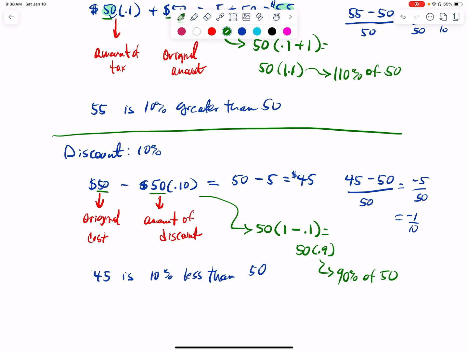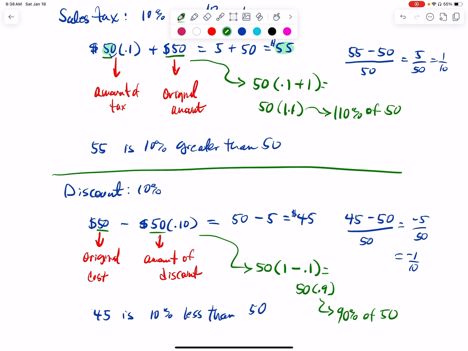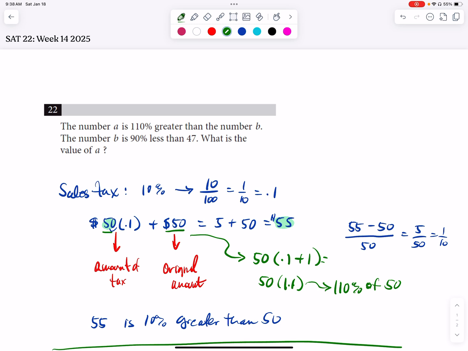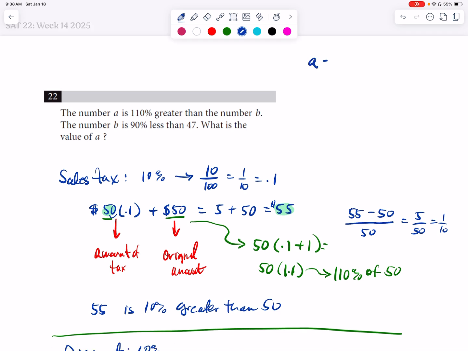Okay, so I think that we have a better grasp of what we're supposed to do in order to compute each one of these missing numbers, this A and this B. Let's see if I have enough room over here to do it. We're going to have to make ourselves some algebraic equations because we don't know what this A and this B are supposed to be. A is 110% greater than B.